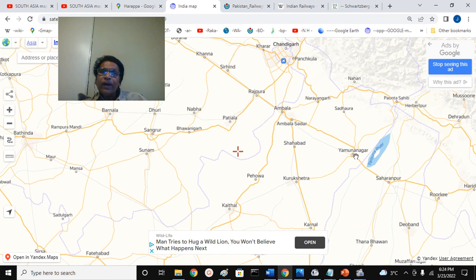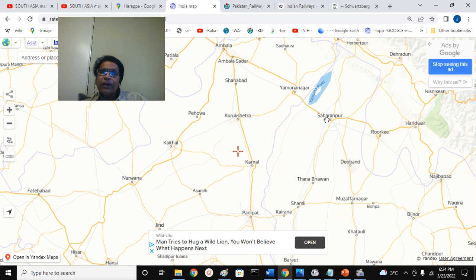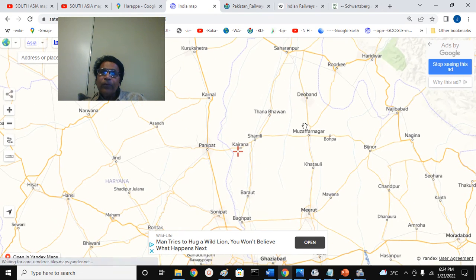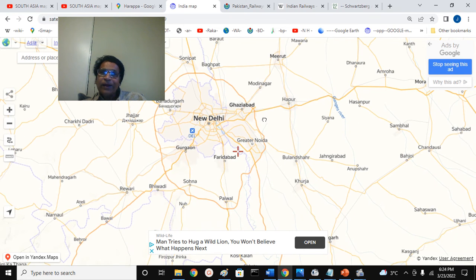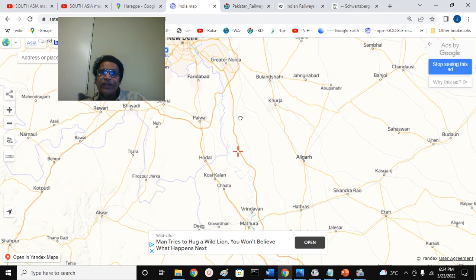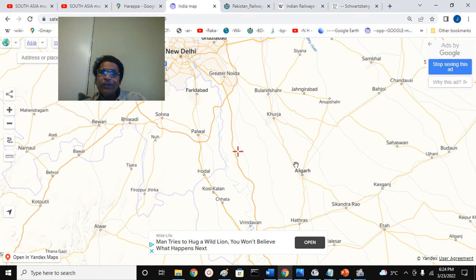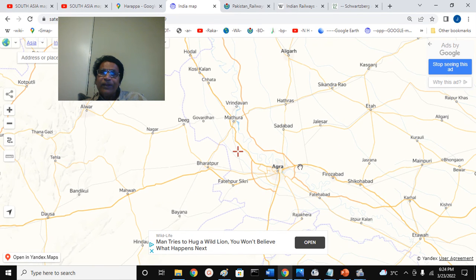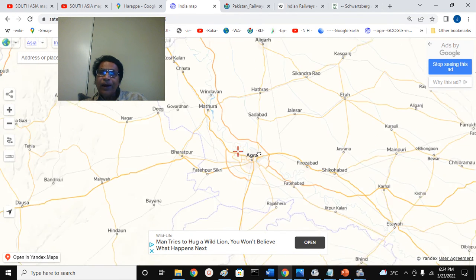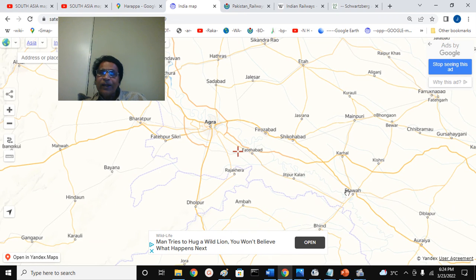Ambala to Yamuna Nagar and Saharanpur to Muzaffarnagar to Meerut and Ghaziabad. The railway line stopped at Ghaziabad and they used to ferry and move the people to Delhi across the river. Later they built the railway bridge. We are talking about the initial stage. And from Ghaziabad to Aligarh and Goel and Tundla. Tundla will be somewhere here across Agra.